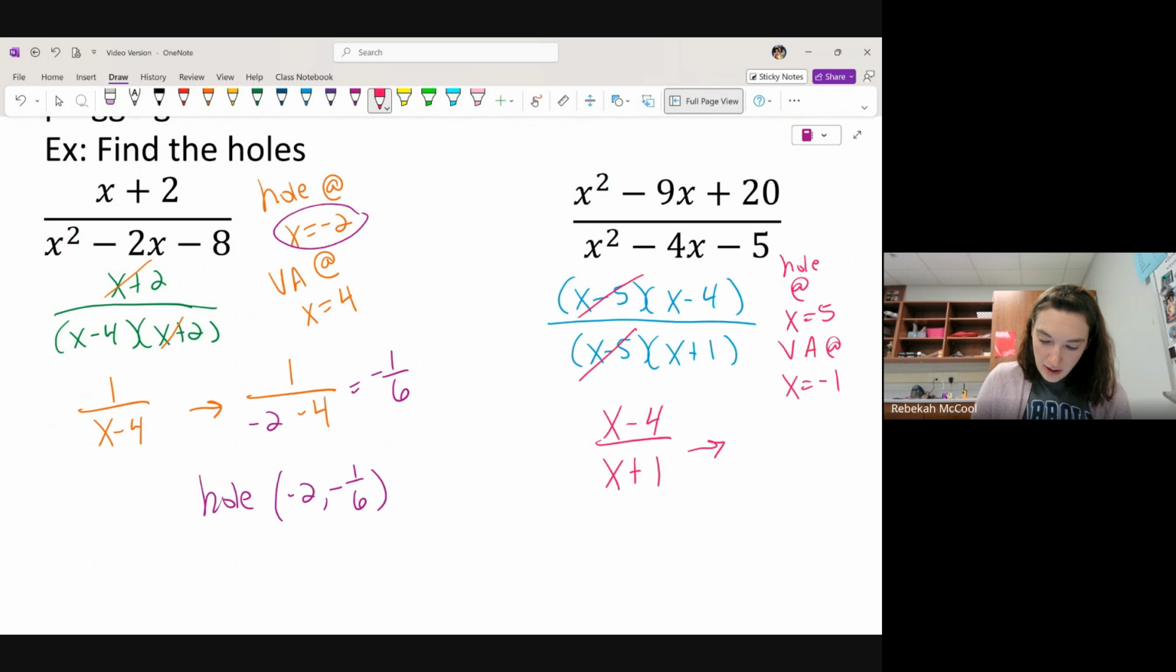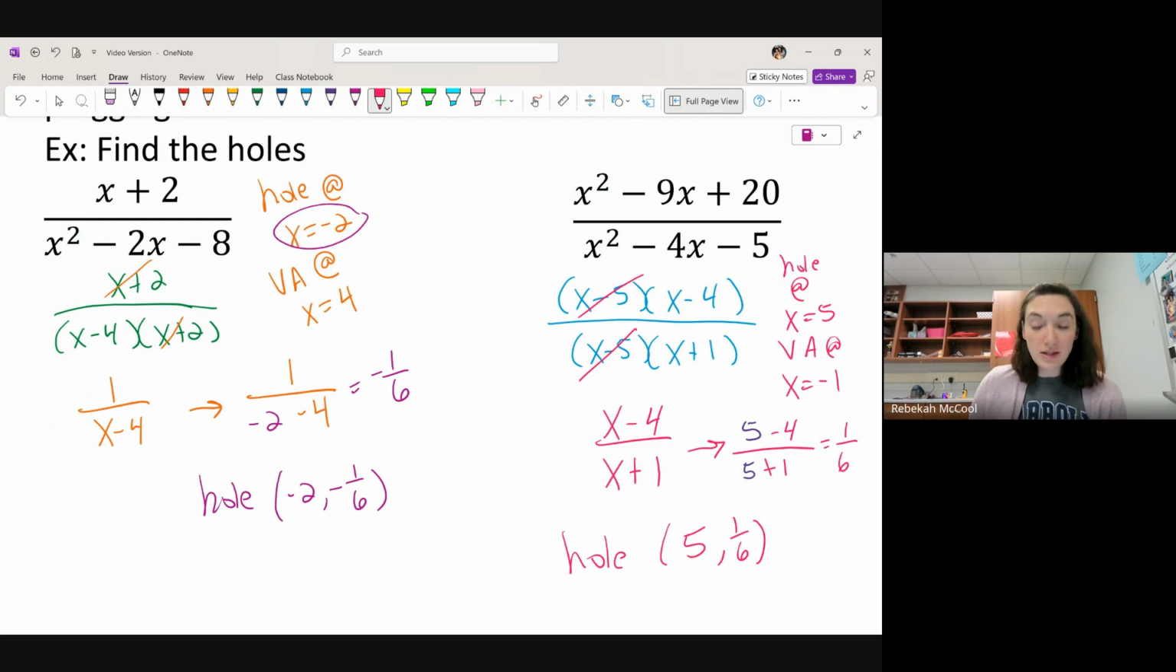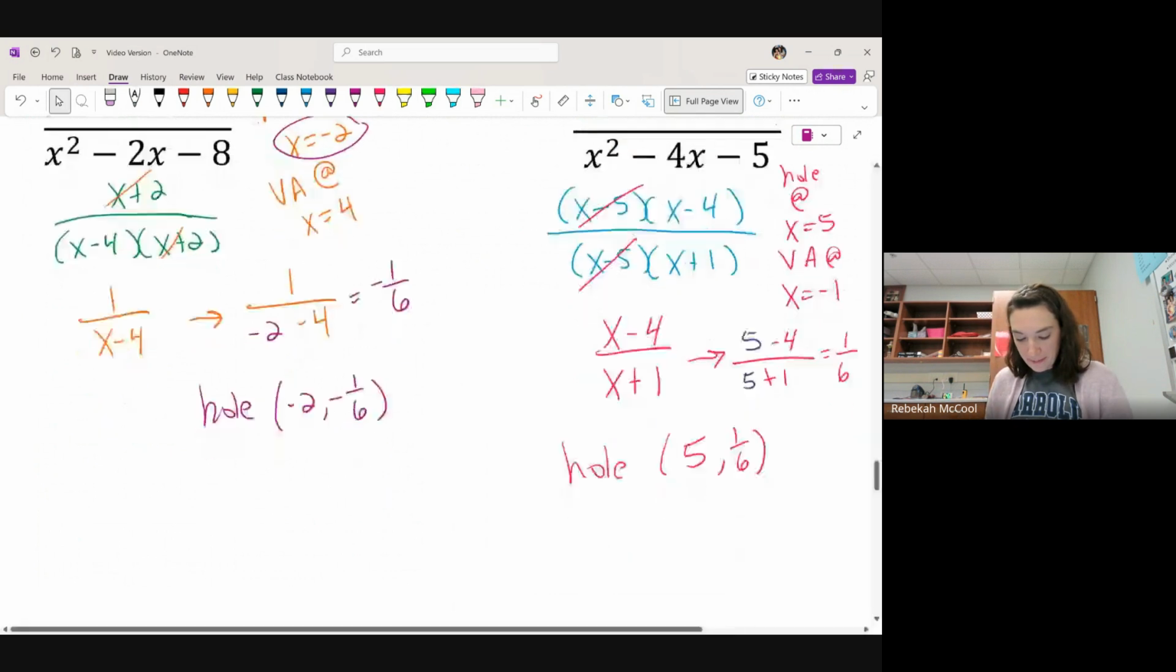So I'm going to plug in my value of 5 for x, so (5 minus 4) over (5 plus 1). So 5 minus 4 is 1, 5 plus 1 is 6. So our hole is actually the coordinate (5, 1/6). And you can check that by graphing in your calculator if you'd like, the same way I've done with the two graphs together.